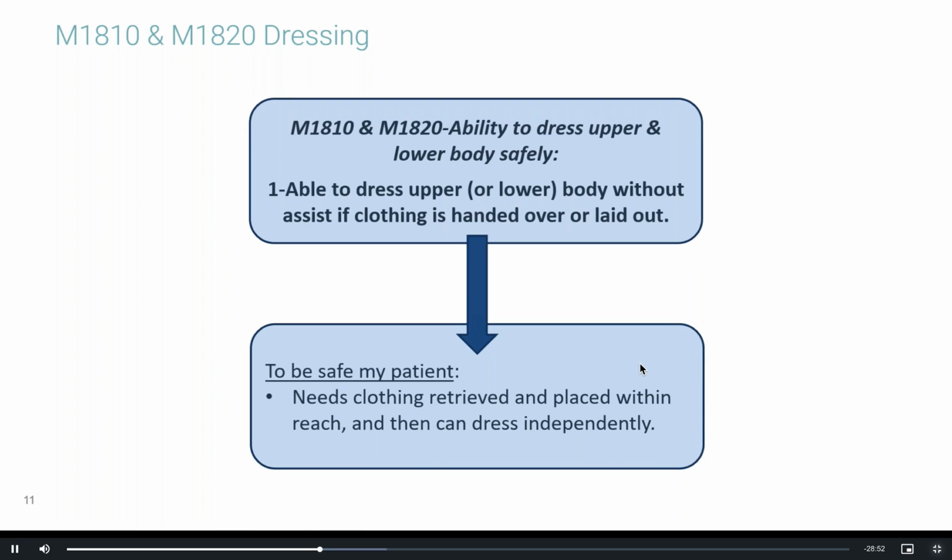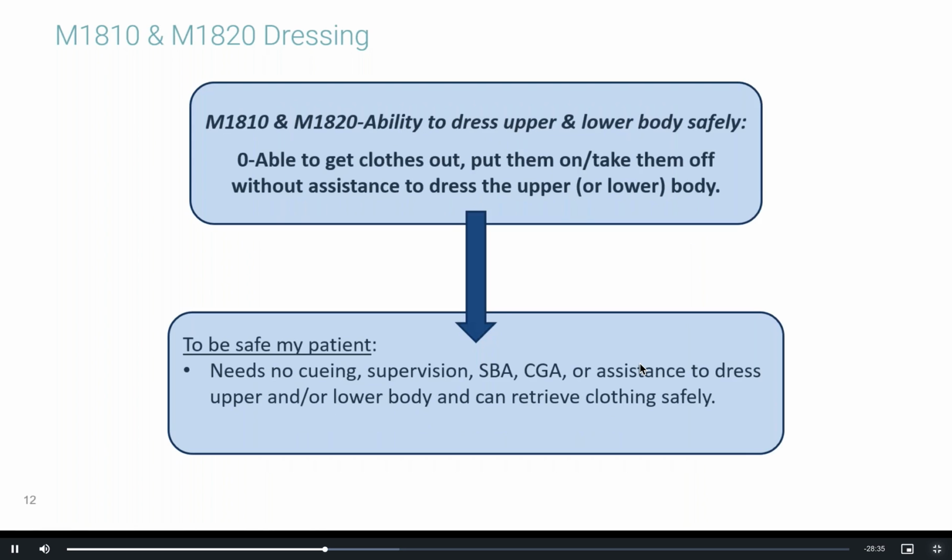So with 1, I'm saying my patient is totally safe with their dressing, whether I'm talking upper or lower body. It's just a matter of retrieving items for them. Once I have it within reach of that patient, now they're able to independently dress themselves, and I'm not concerned for their safety or their abilities in that situation.